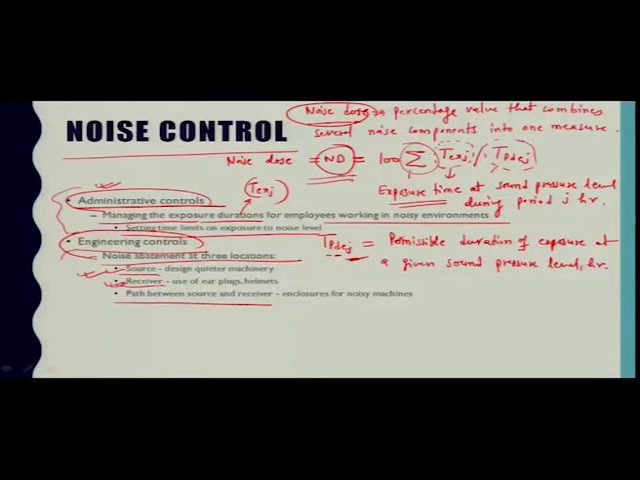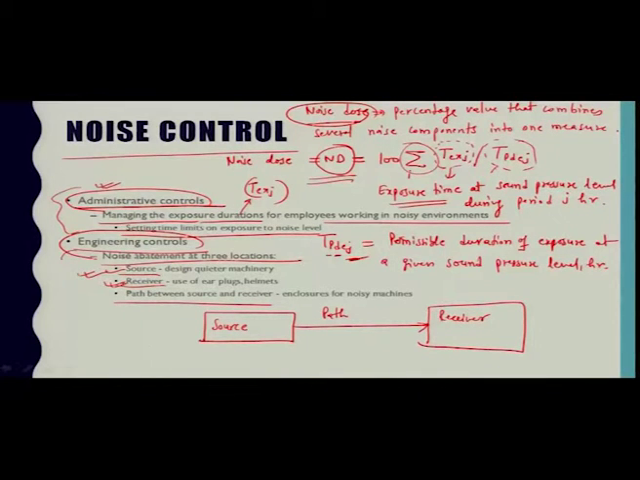If this is the source, this is the path, and this is the receiver, that is the source, path, receiver viewpoint in the design of engineering control for noise abatement. Noise control at the source involves the redesigning of the machine.